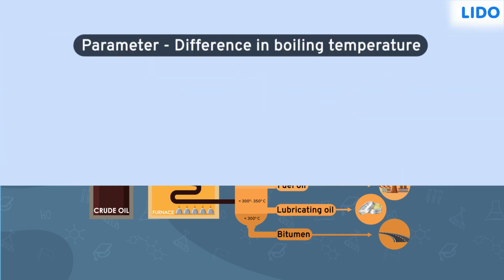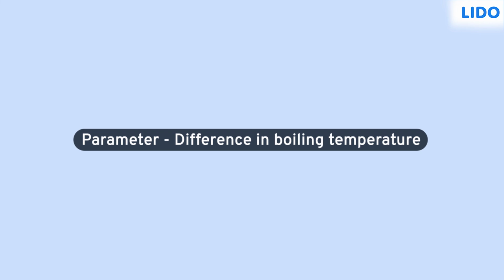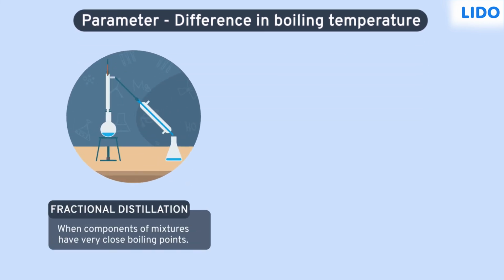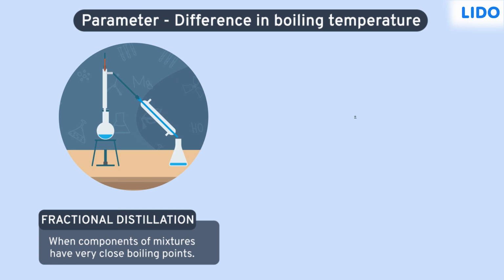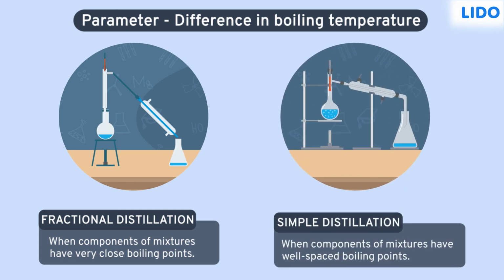Thus, when the difference between the boiling points of the components of mixtures is less than 25 degrees Celsius, we use fractional distillation, whereas simple distillation is used to separate mixtures having well spaced out boiling points.